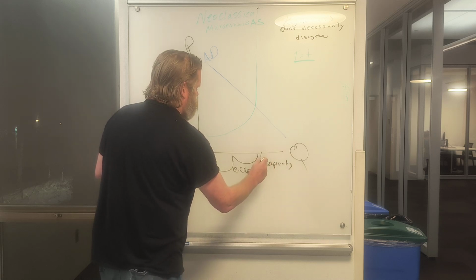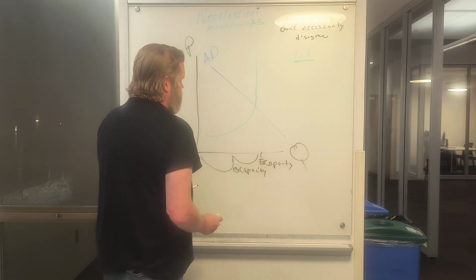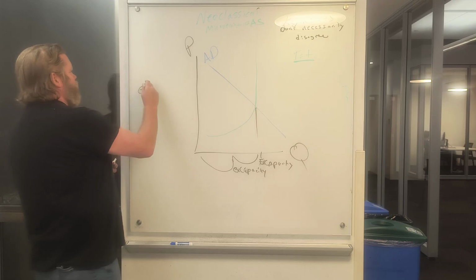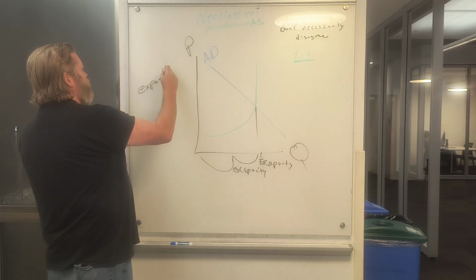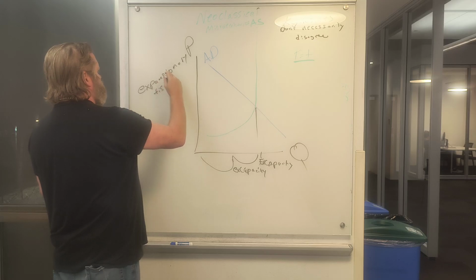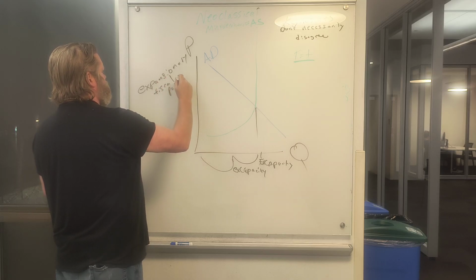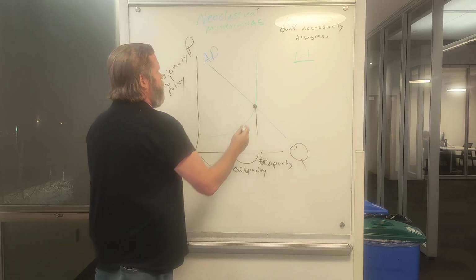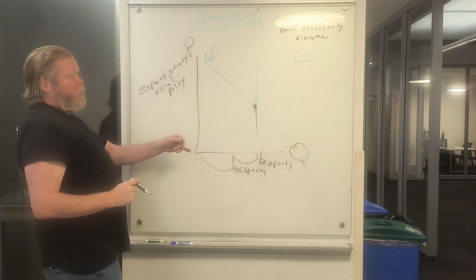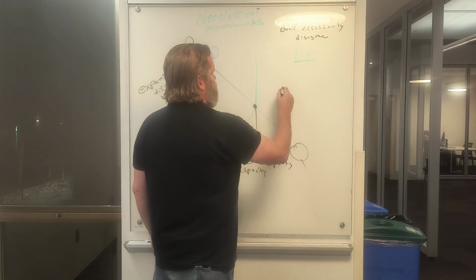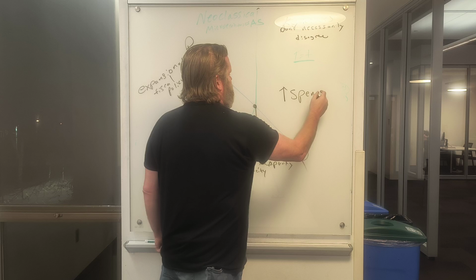Okay, so at full capacity, what happens if there's expansionary fiscal policy when we're at full capacity? Let's say at this point, at full capacity, spending starts to increase, okay?